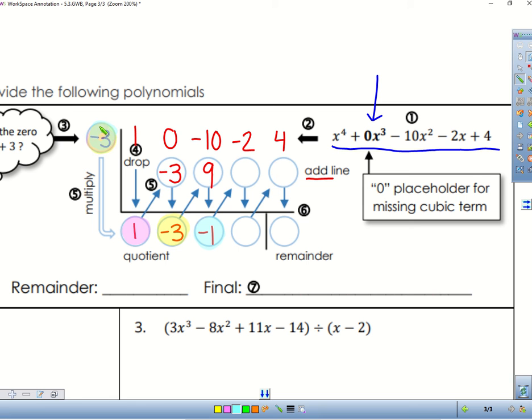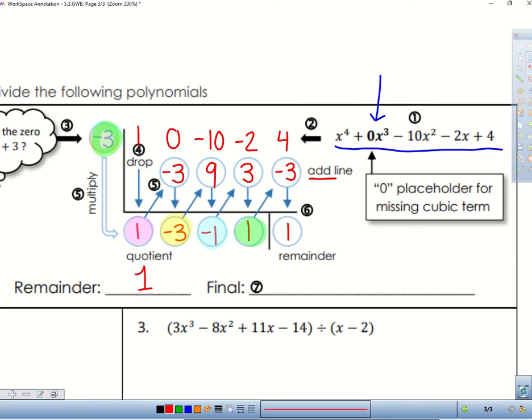Now you multiply again. Here and here. What's negative 3 times negative 1? Good. Now you combine again. What's negative 2 plus 3? 1. Now you multiply again. This times this. What's negative 3 times 1? Negative 3. You write it here. You combine again. 1. The last number you get in the process of synthetic division is your remainder.